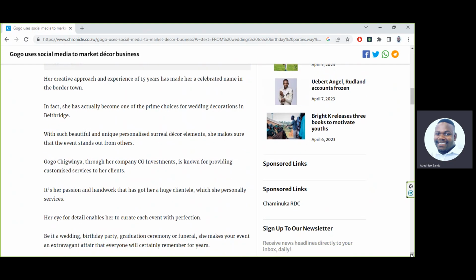Her creative approach and experience of 15 years has made her a celebrated name in the border town. In fact, she has become one of the prime choices for wedding decorations in Bedbridge. Remember, Bedbridge is a southern district of Zimbabwe bordering South Africa. So when you are going to Zim, leaving South Africa, the main route that you can take is via Bedbridge. With such beautiful and unique personalized decor elements, she makes sure that the event stands out from others.